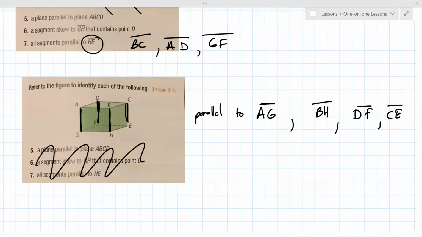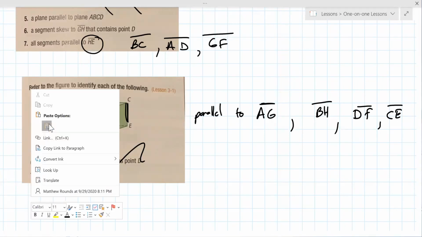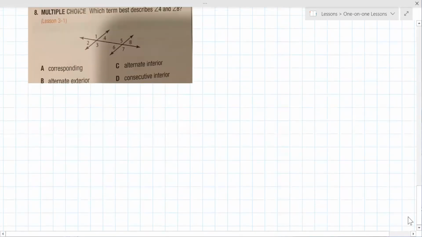Great. Okay, so we're up to number 8. 8 is a multiple choice. There could be a bunch of different questions because there are all of the possible ones in here. So let me get it snipped in and down here. So angle 4 and angle 8, they are corresponding by definition.